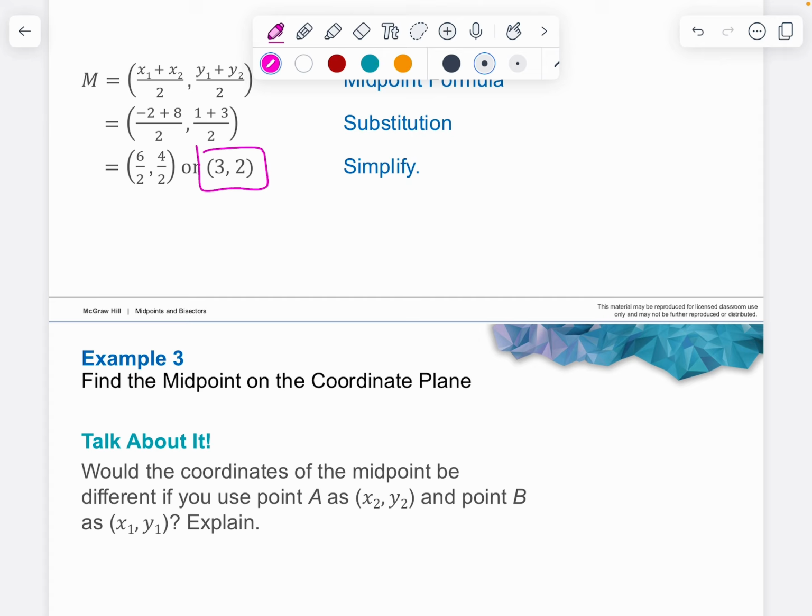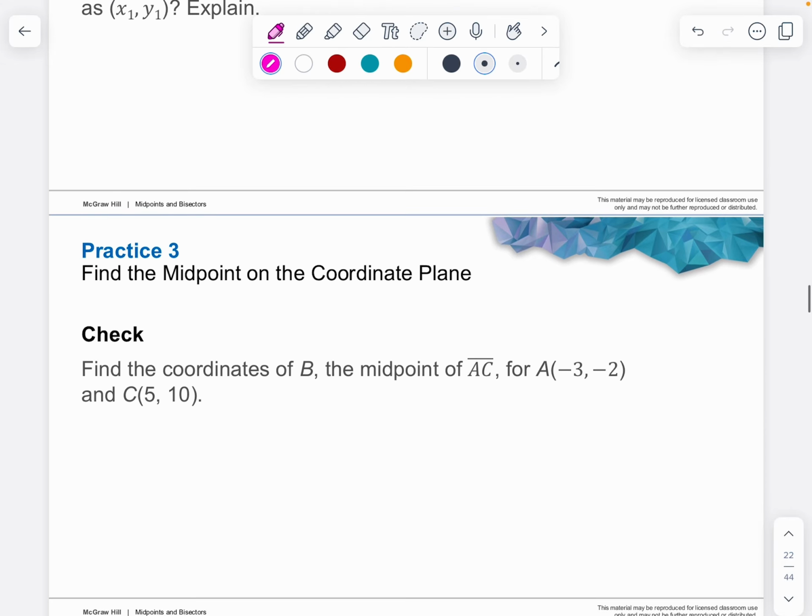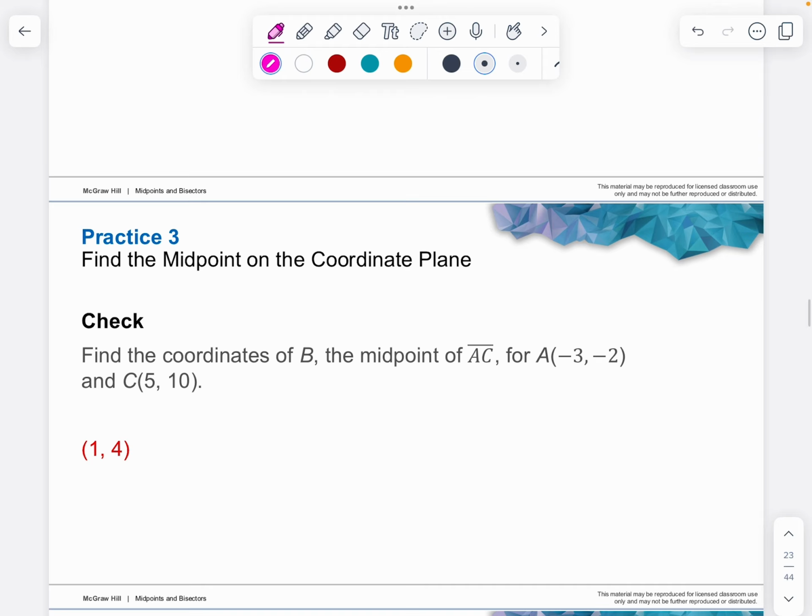And would those coordinates be different if we use point A as our x2, y2? Hopefully, you're realizing they would not. It doesn't matter which side we come from to find our midpoint, because the midpoint doesn't change location. Midpoint is always in the same spot. Doesn't matter which spot we come from. So go ahead and practice that same math here. Pause and come back. Hopefully you found 1, 4.